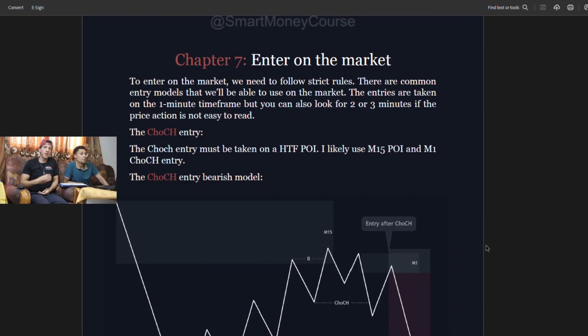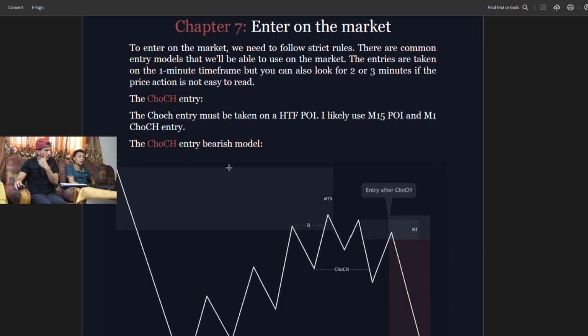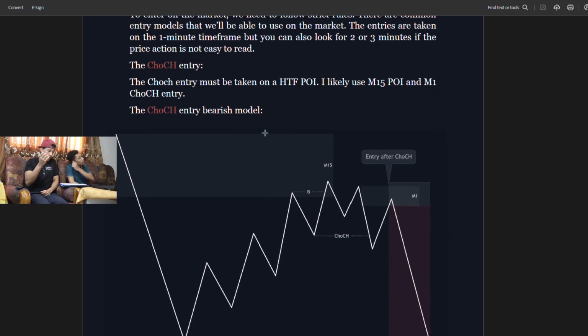So clearly, when you enter the market, it's always good to look at the very low time frame, as this is where you're going to enter your specific trade. Now, the change of character entries must be taken on a higher time frame point of interest. I likely use the 15 minute time frame point of interest and a 1 minute change of character entry. So this is basically the orders where you are, but we'll be using the same measurements as the order, as we will be SMC traders.